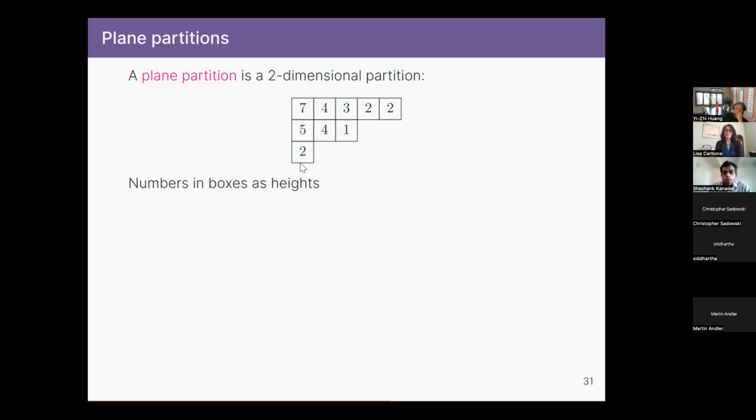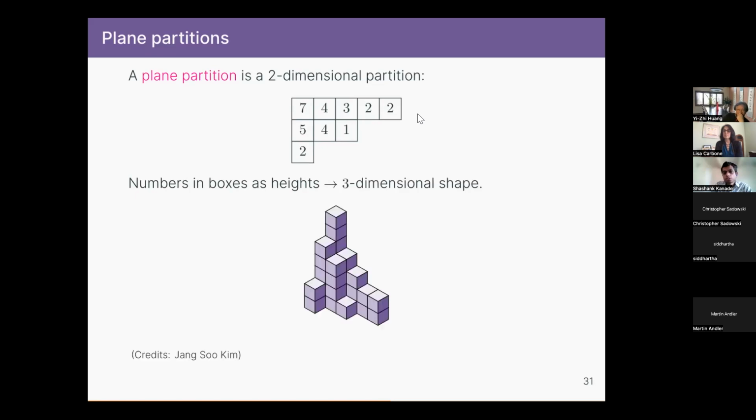And you can think of these numbers as heights of boxes. So you can stack 7 boxes, 4 boxes, 3 boxes, and so on. And you get a 3-dimensional shape, which looks like that. And I found a nice program online written by Chang-Soo Kim, which produces nice, pretty pictures like this. So this is 7, 4, 3, 2, 2, and then 5, 4, 1, and 2, right? So that's what a plane partition is.